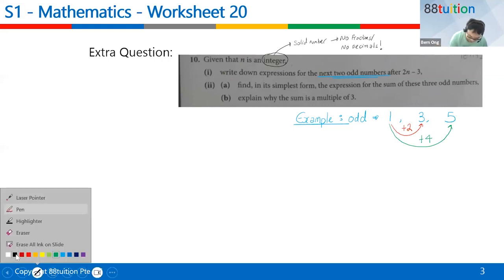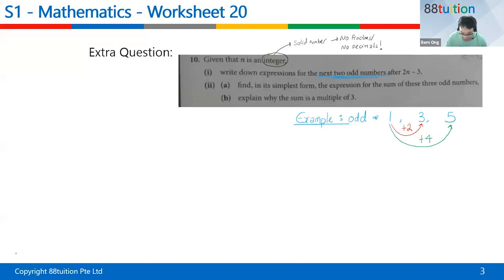The question says write down expressions for the next two odd numbers after 2n minus 3, which means that this 1 is represented as 2n minus 3. Can you see or not? This is the first odd number. What are the next two odd numbers? That's what the question is asking. Do you understand or not?